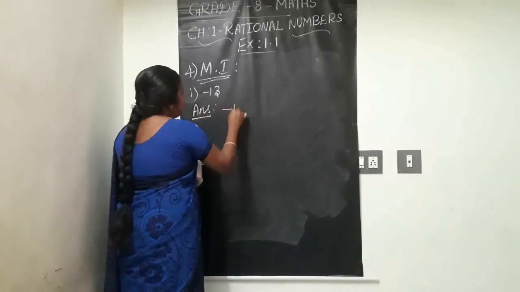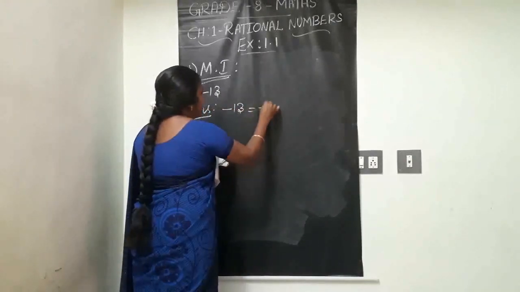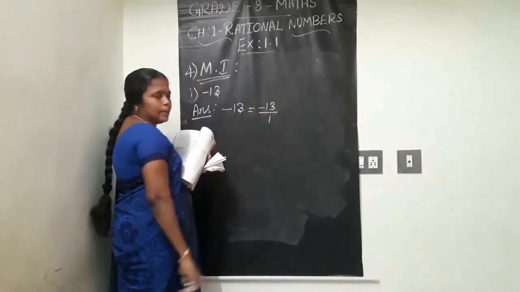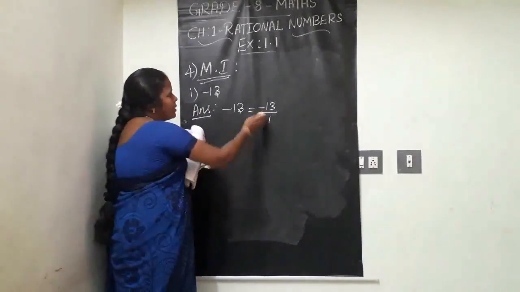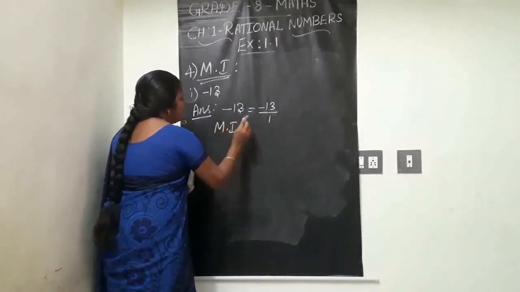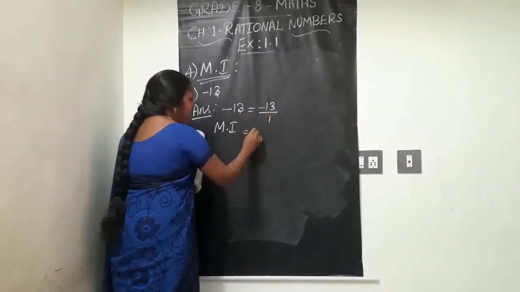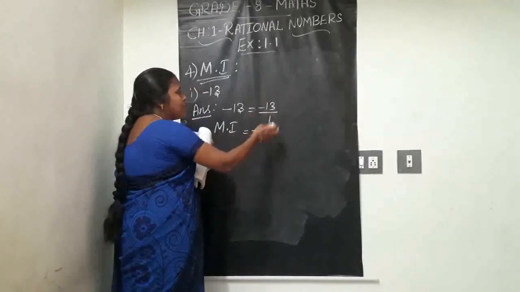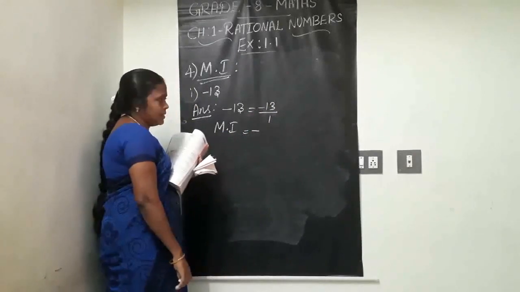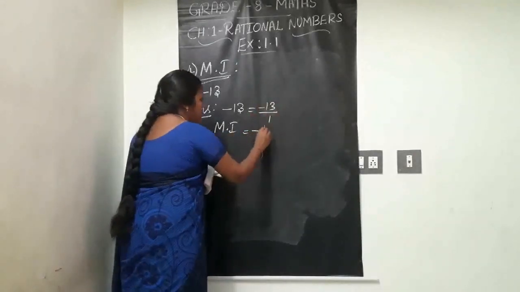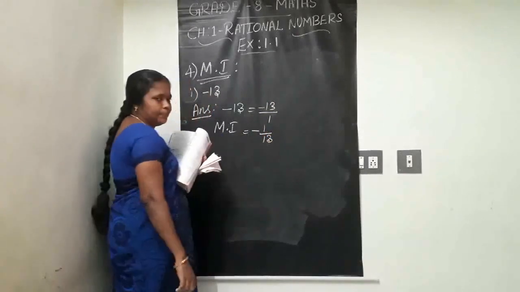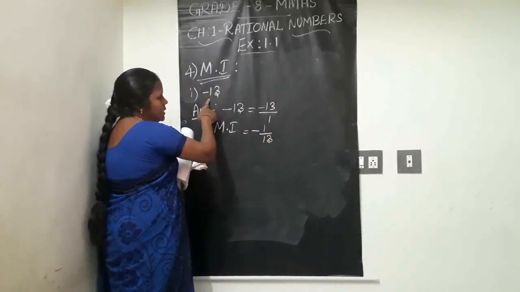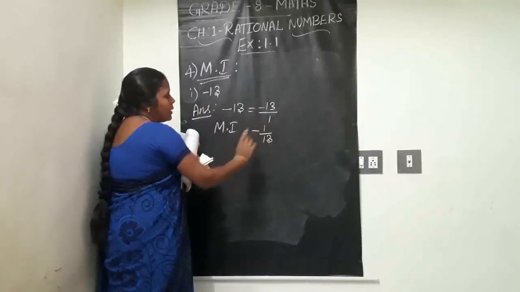We can write minus 13 as minus 13 by 1. Now it becomes a rational number. Clear? For the multiplicative inverse, the sign remains the same. That means only the place of the numerator and denominator of the rational is changed. So 13 by 1 becomes 1 by 13. So the multiplicative inverse of minus 13 is minus 1 by 13.